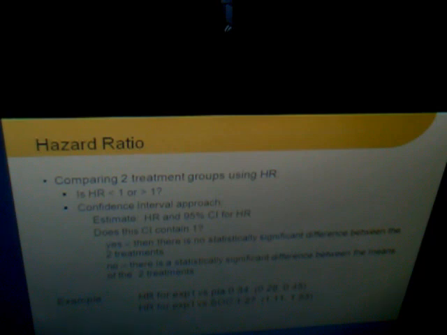where the experimental versus placebo, the hazard ratio is less than 1. So if we're looking at overall survival, the experimental treatment definitely benefits the patients. They're living longer, and the confidence interval doesn't contain 1. Experimental versus standard of care, this is greater than 1. So if we were looking at time to death, the standard of care is benefiting the patients.